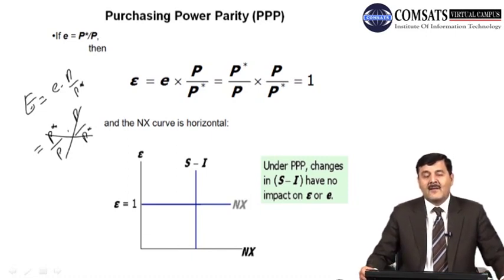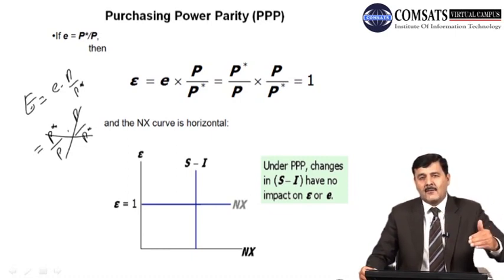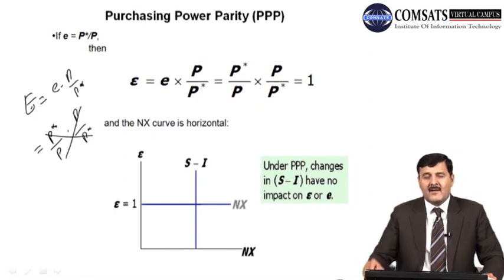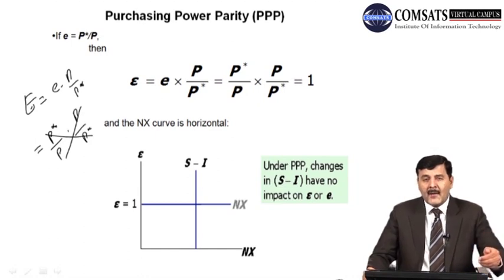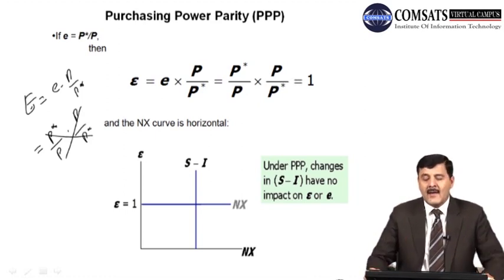So the NX curve, the net export curve, when the real exchange rate is 1, will become horizontal instead of negatively sloped. So we have a vertical supply curve in the foreign exchange market and a horizontal demand curve of dollars. So under purchasing power parity, changes in S minus I have no impact on E and e.